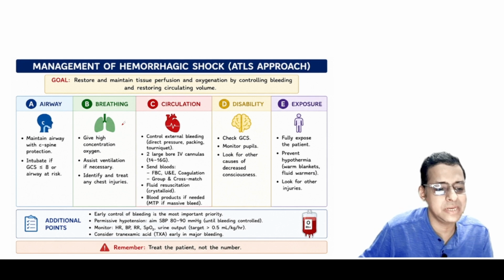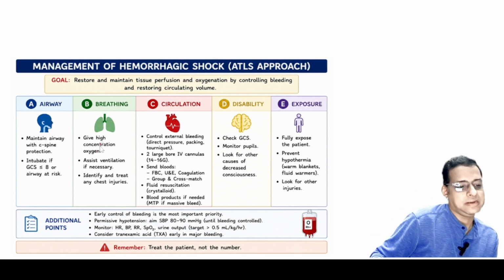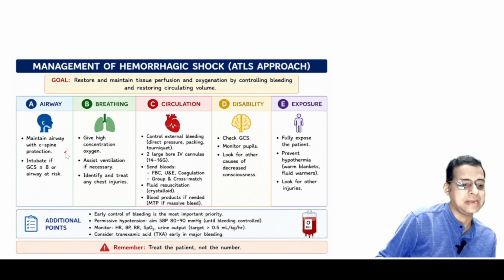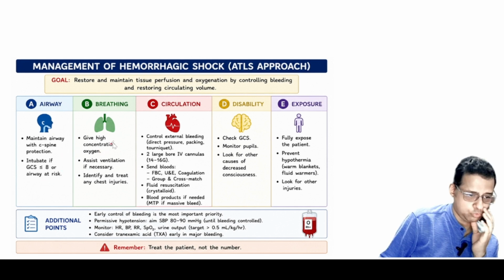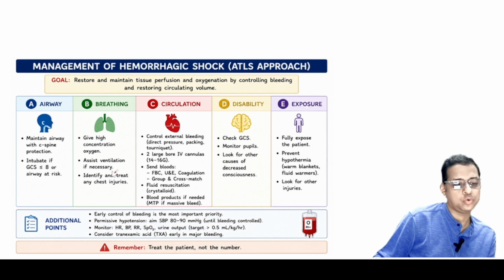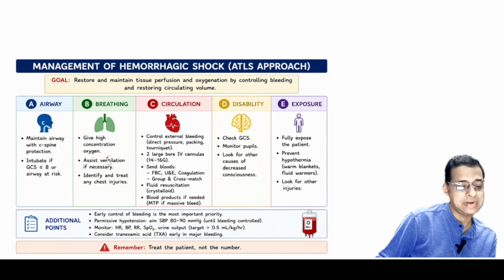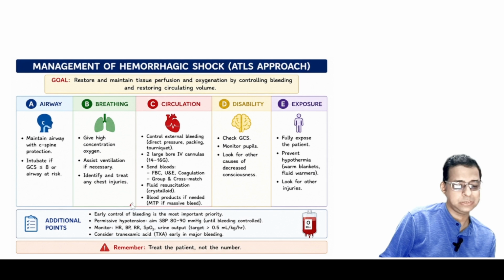Now we will be going to management here, and in management always you have to maintain the airway patency with C-spine protection, and you have to intubate if the patient has Glasgow coma scale lesser than 8 or airway at risk, and breathing also you have to check. Assist in airway ventilation if necessary, and high concentration oxygen should be maintained, and identify and treat any chest injury, whether it is flail chest or any other chest injury.